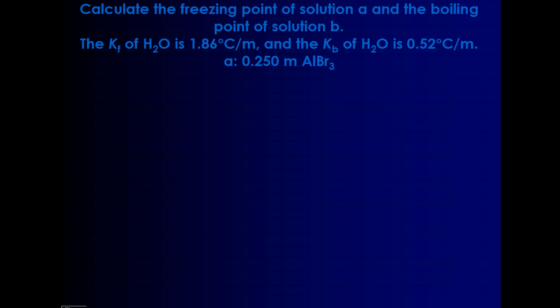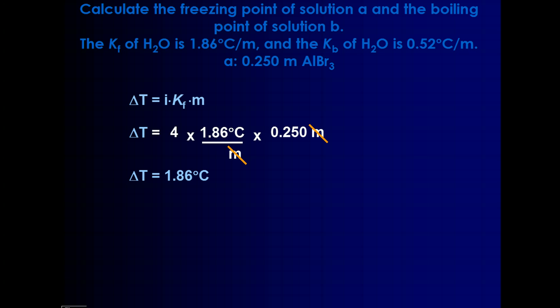Here we're going to take the freezing point of solution A and the boiling point of solution B and calculate both of these. The first one we're going to take a look at is the freezing point of A, which is 0.250 molal AlBr3. And remember, water freezes at 0 degrees Celsius. So if we include our i value in our freezing point depression equation, we would have an i for aluminum bromide of 4, because aluminum bromide would dissociate into 1 Al3+ ion and 3 Br- ions. We have our constant Kf, 1.86 degrees Celsius per molal, and we have our molality, 0.25.